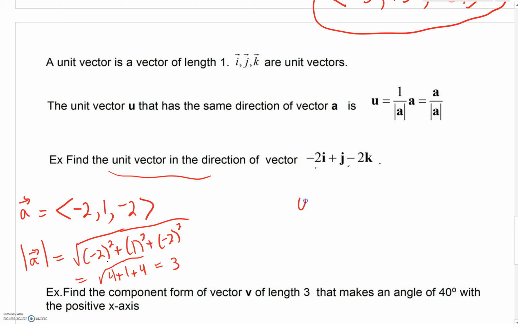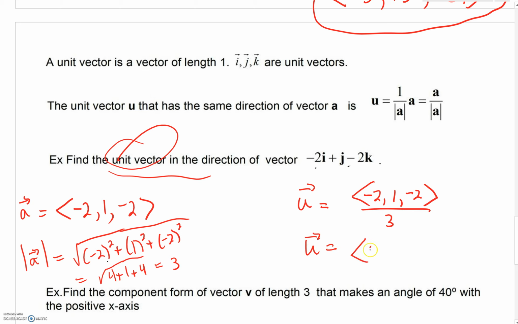But this is what we can do. We can find a unit vector. The unit vector is really just negative 2, 1, and negative 2, and you're going to say I'm going to divide that by 3. What's it going to look like? Well, really, we should change it into this.